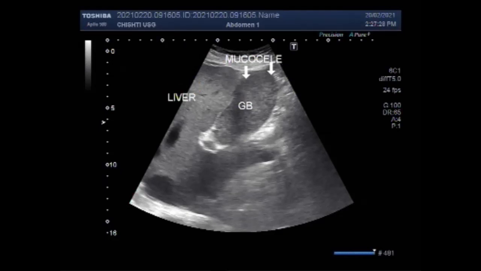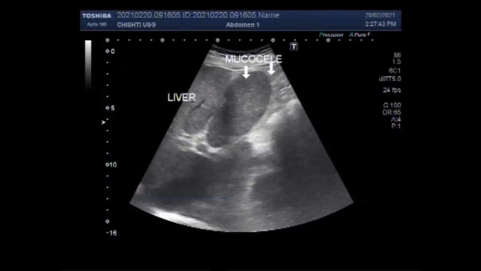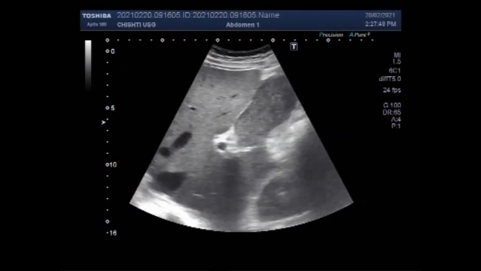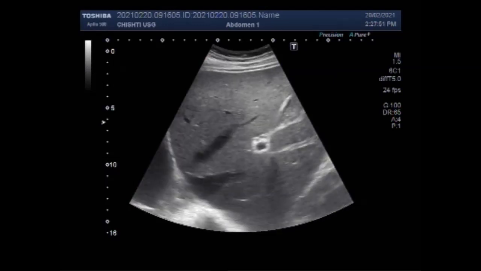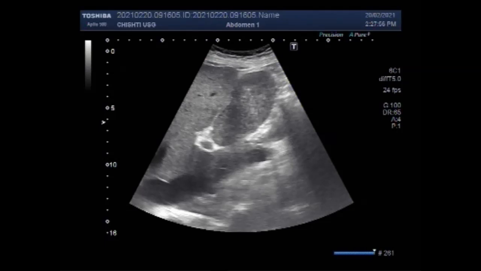You can see the gallbladder is distended and whole of its lumen is filled with thick mucus, inflammatory fluid, debris. Mucocele develops due to excessive accumulation of mucus. It may be due to impacted stone in the gallbladder neck, most commonly in the cystic duct, or decreased gallbladder motility.